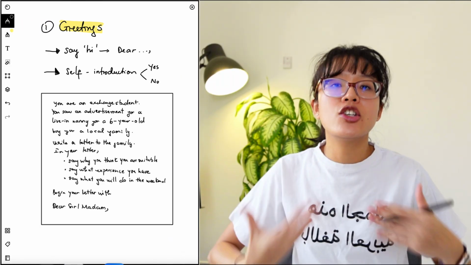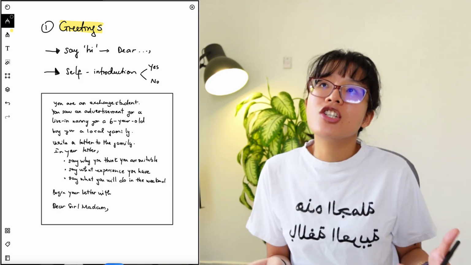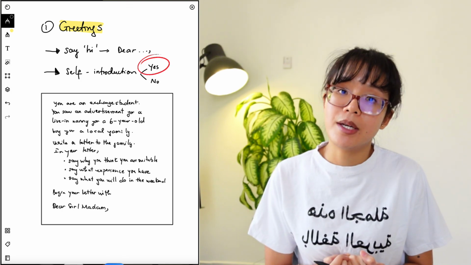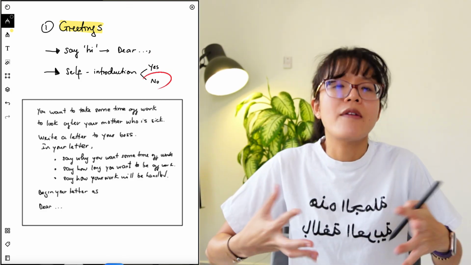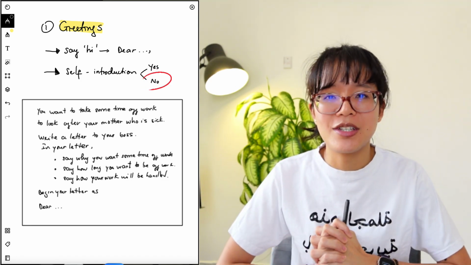Now let's take a look at this task. In this task, you are going to write a letter to apply for a job. By logic, it is always best for you to introduce yourself a little bit. But in this letter, you are writing a letter to your boss who, of course, knows you, right? So you don't have to really introduce yourself. And if you are writing a letter to your friend, why are you introducing yourself?